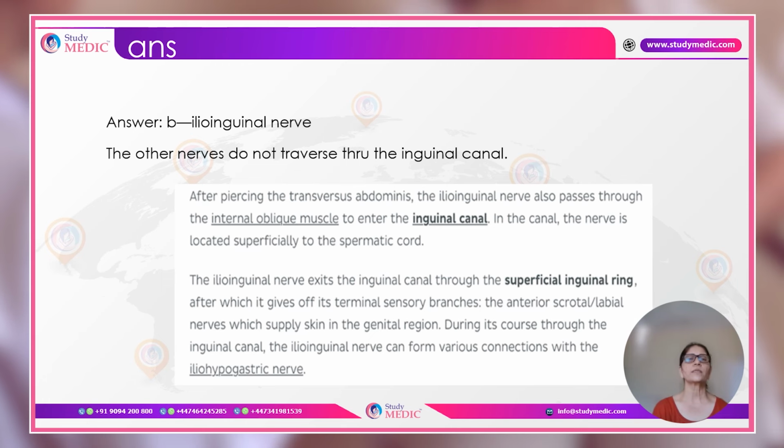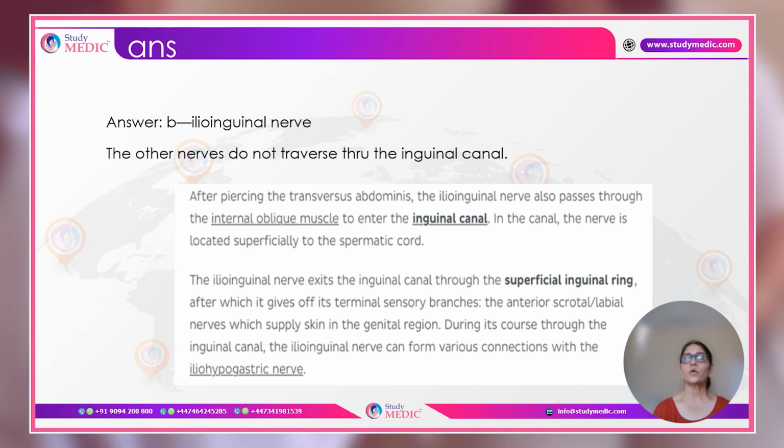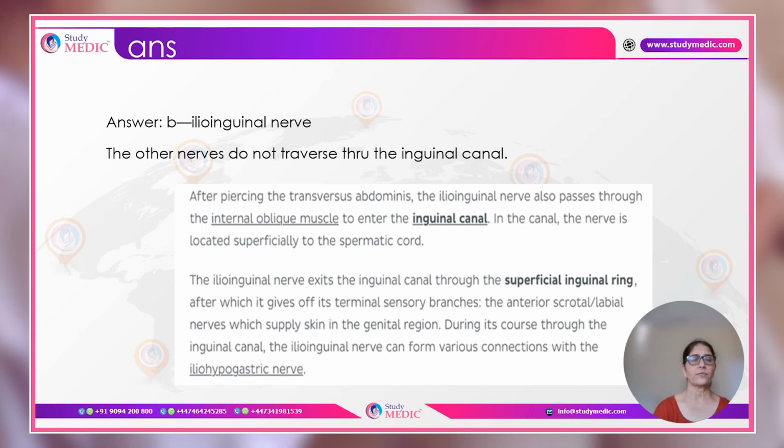Okay, so remember that it is the ilioinguinal nerve that traverses through the inguinal canal. The other nerves do not traverse. The iliohypogastric only pierces but does not traverse. That means it does not enter through the deep inguinal ring, and it does not exit the inguinal canal through the superficial inguinal ring.